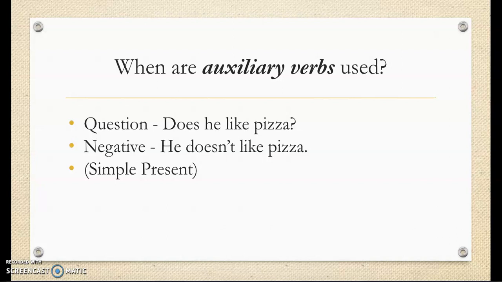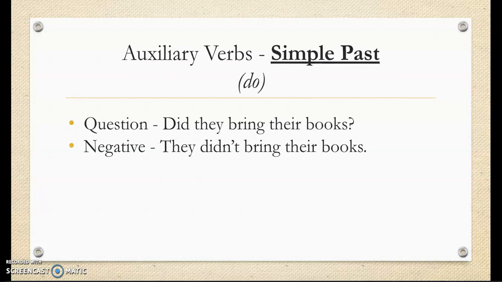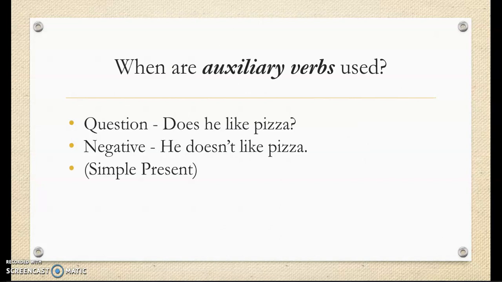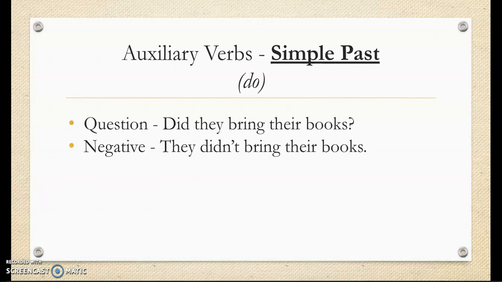Of course, is that the only tense that we have? Of course not. We have other tenses as well. So let's look at some other tenses where we also use auxiliary verbs in questions and negative statements. Another tense we have is simple past. Okay? In this tense, we use the auxiliary verb do. Just like previously in the simple present tense, we also used words that come from do. We use does and doesn't. Both of those come from do. Just like that, in simple past, we also use the auxiliary verb do.